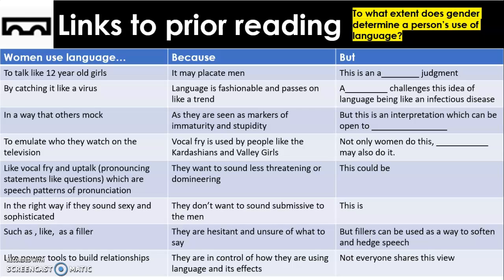Okay, so in the opinions of certain people, women use language to talk like 12-year-old girls because it may placate men. So I'm actually developing a line of reasoning. Yep, to a certain extent, women will talk like 12-year-old girls to placate men. But, so what could a but moment be?